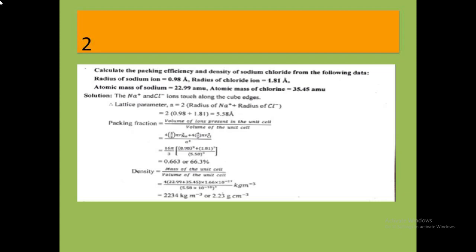So that is 4 into (4/3 pi r cube of sodium plus 4/3 pi r cube of chlorine) divided by a cube, which is equal to 16 pi upon 3 into (0.98 cube for sodium plus 1.81 cube for chlorine) divided by 5.58 cube, which comes out to be 66.3%. Now density, we know, is mass upon volume. Therefore density is equal to mass of unit cell divided by volume of the unit cell, which is equal to 4 into (22.99 plus 35.45) into 1.66 into 10 to the power minus 27 divided by (5.58 into 10 to the power minus 10) the whole cube, which we will get as 2234 kg per meter cube.